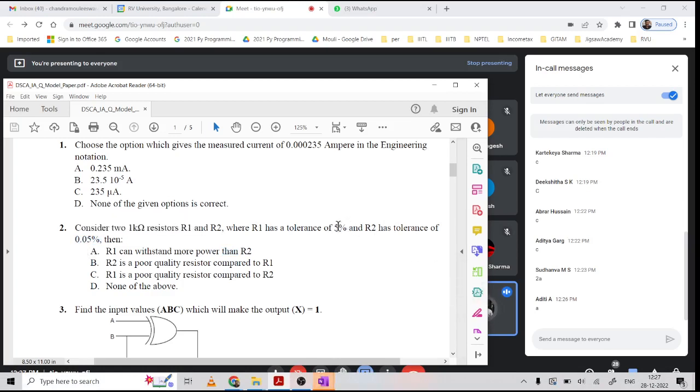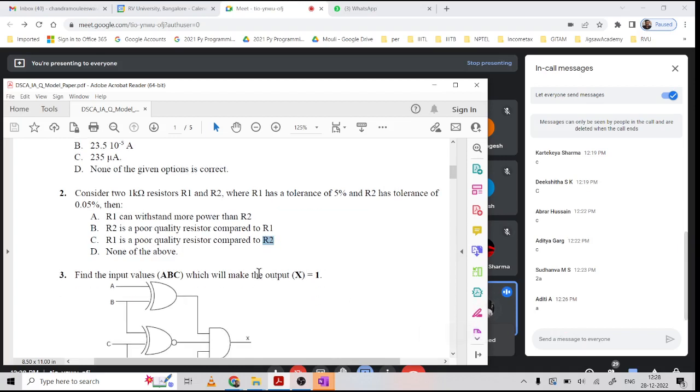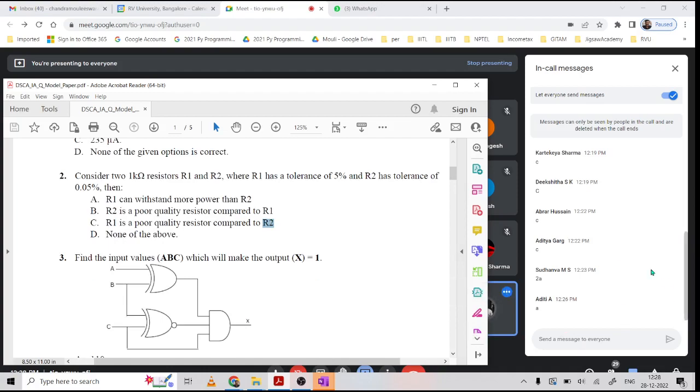Whereas if it is 5%, it's a bigger number, plus or minus 5% is a larger number compared to plus or minus 0.05% of the given value. So R1 is a poor quality resistor compared to R2. So option C is the right option. I hope Aditi and Sudanva understand that. In case you still have doubts, please raise them now.